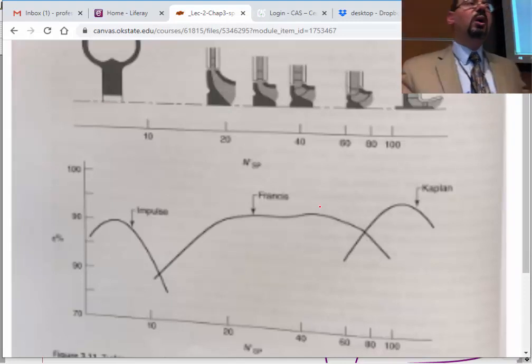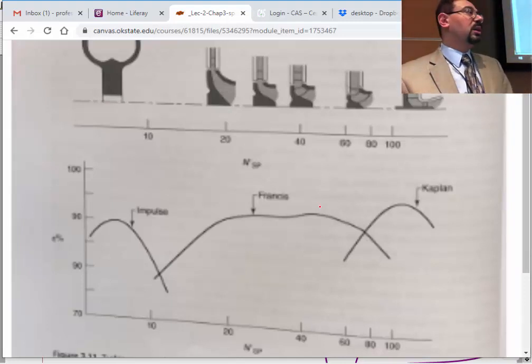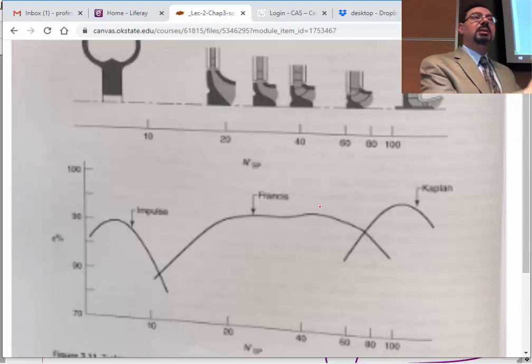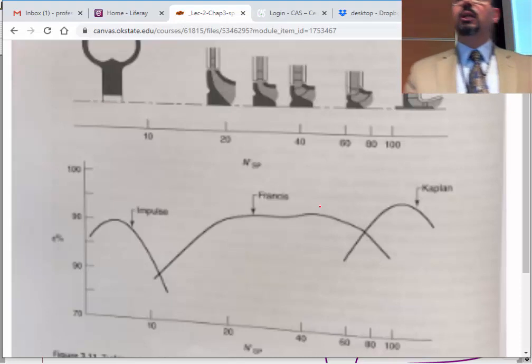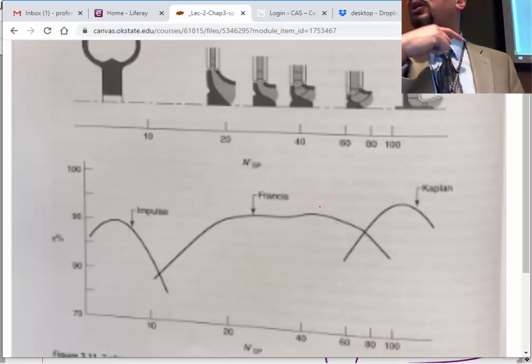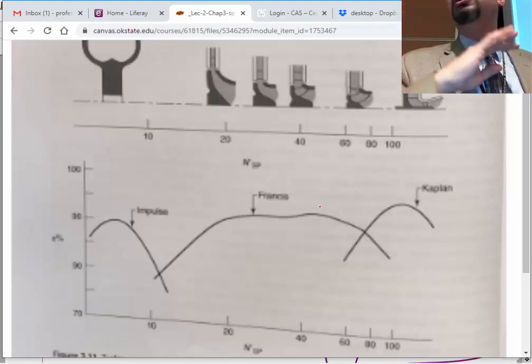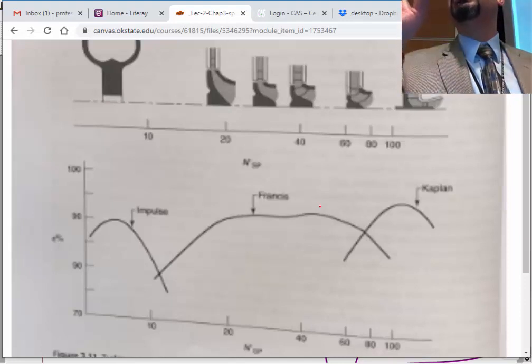And then I will ask you, how come, because they are the same concept: fluid goes, spins things, leaves, and you get power. How can the hydraulic turbine hit 95%, but the wind turbine, and there is a theoretical proof for it too, cannot hit more than 59%?